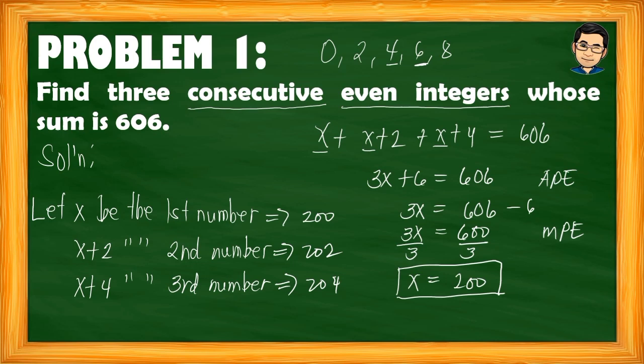204. And then, to check, ayan, i-add lang natin yung 200, 202, and 204. So, we'll get a sum of 606. So, ibig sabihin, yung 3 consecutive even integers na hinahanap natin are 200, 202, and 204.